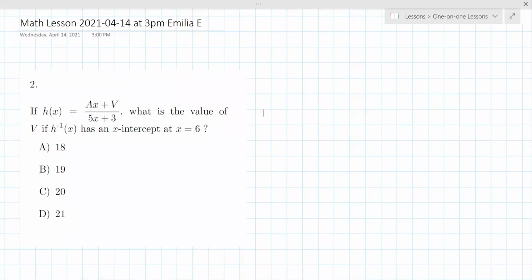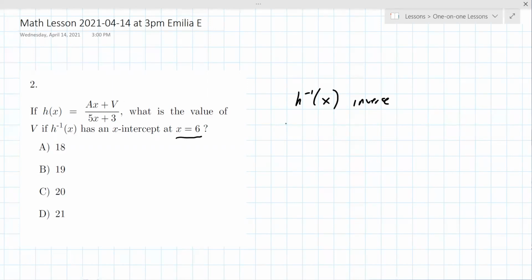Okay, so if you're seeing my screen, you see question 2 here, which says, what is the value of v if h inverse, that means inverse, has an x-intercept at x equals 6? Are you confused yet?